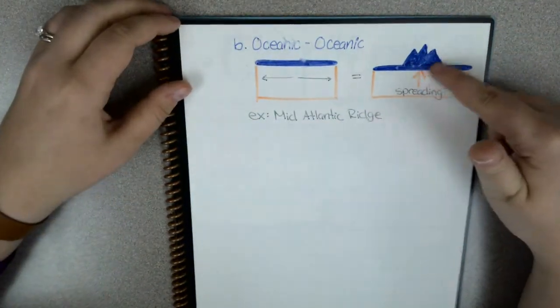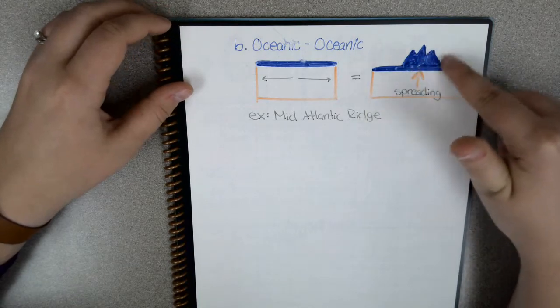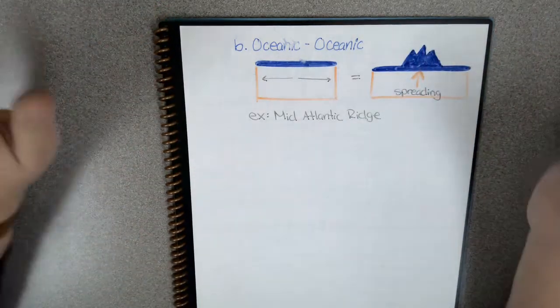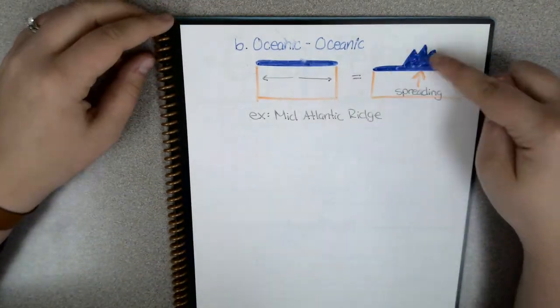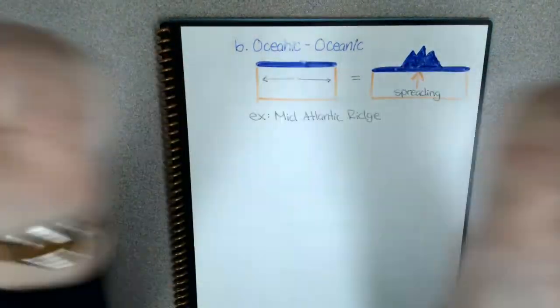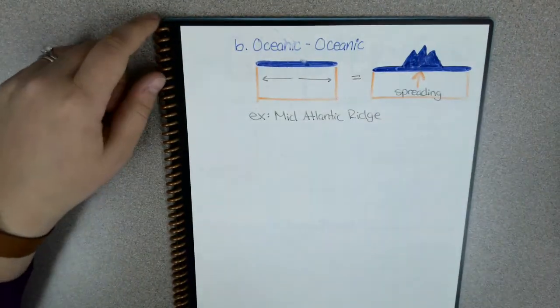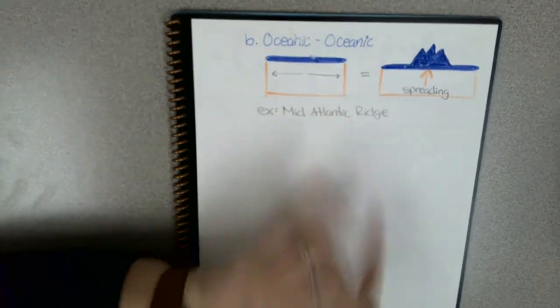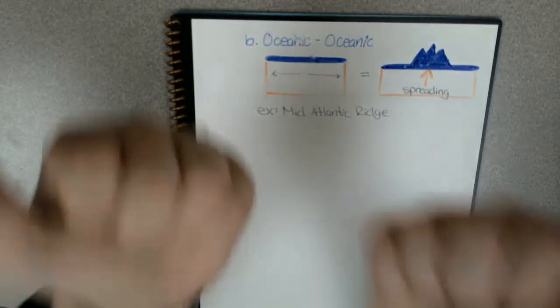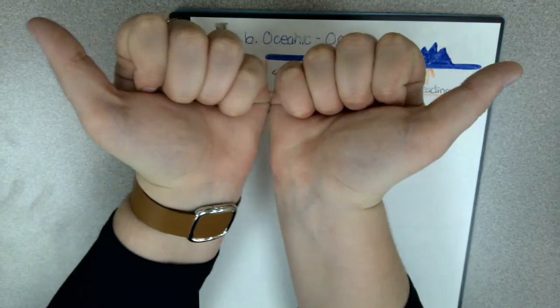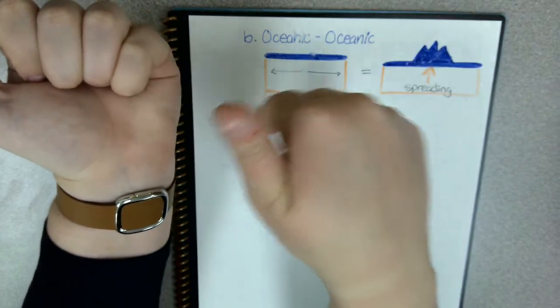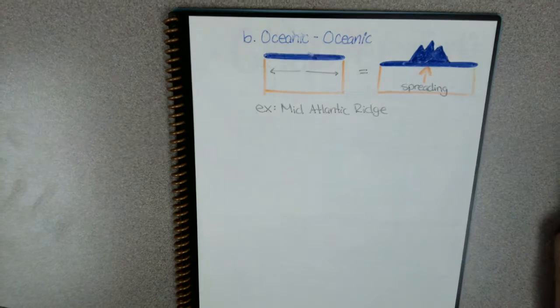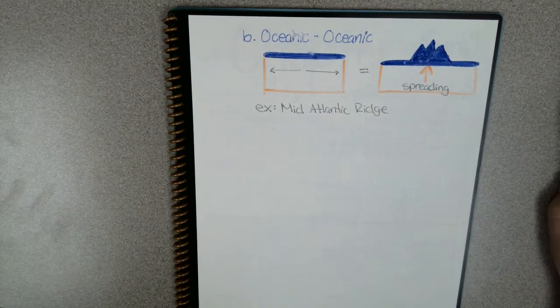Now, when the magma comes up, it creates underwater mountains through a lot of time. So, when oceans and oceans diverge, we end up with underwater mountains. The best example of this is the Mid-Atlantic Ridge, which we talked about in seafloor spreading. The Mid-Atlantic Ridge is underwater mountains from when the Earth is separating and it's breaking out magma to create mountains.